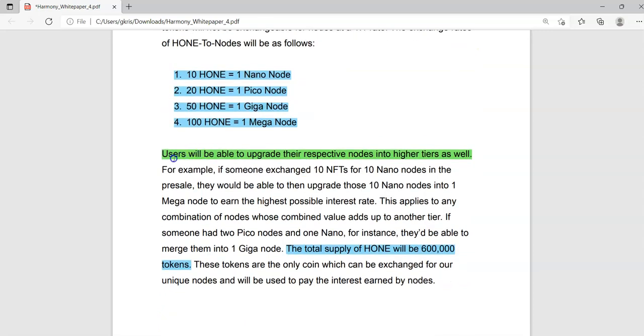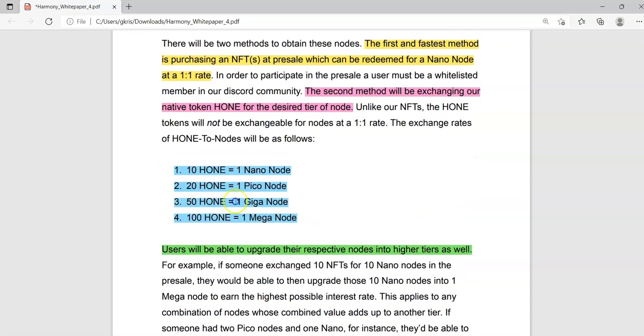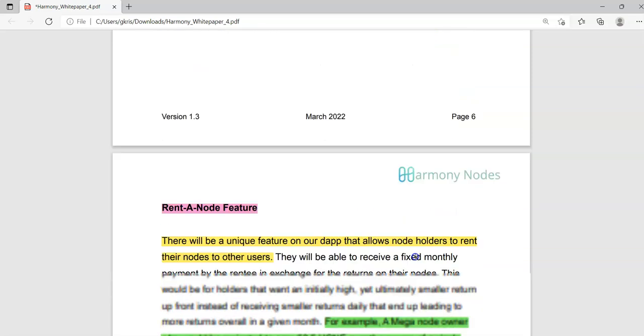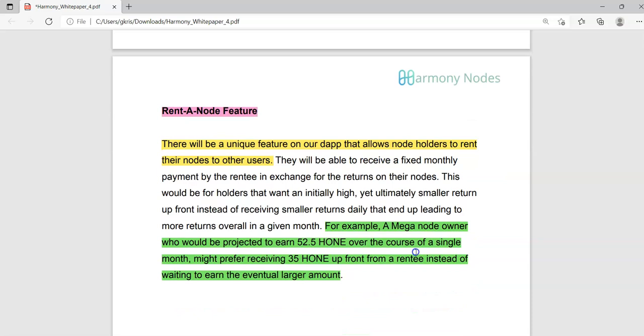Another good feature is that users will be able to upgrade their respective nodes into higher tiers. This is a very good feature. Another good thing about upgrading is you can mix and match nodes to create a higher node. For example, if you have 2 Giga nodes, that is equivalent to 100 HON, so you can upgrade that to 1 Mega node. Similarly, if you have 10 Nano nodes, you can upgrade to 1 Mega node. Or if you have 2 Pico nodes and 1 Nano node, you can upgrade to 1 Giga node. So they have this flexible way of upgrading nodes, and that's a good feature. I like that. And they also have only 600 HON tokens.